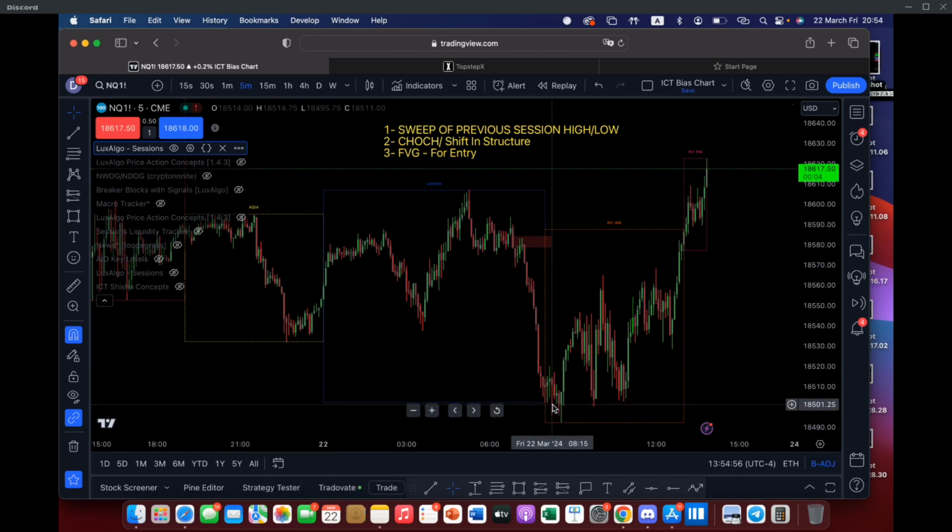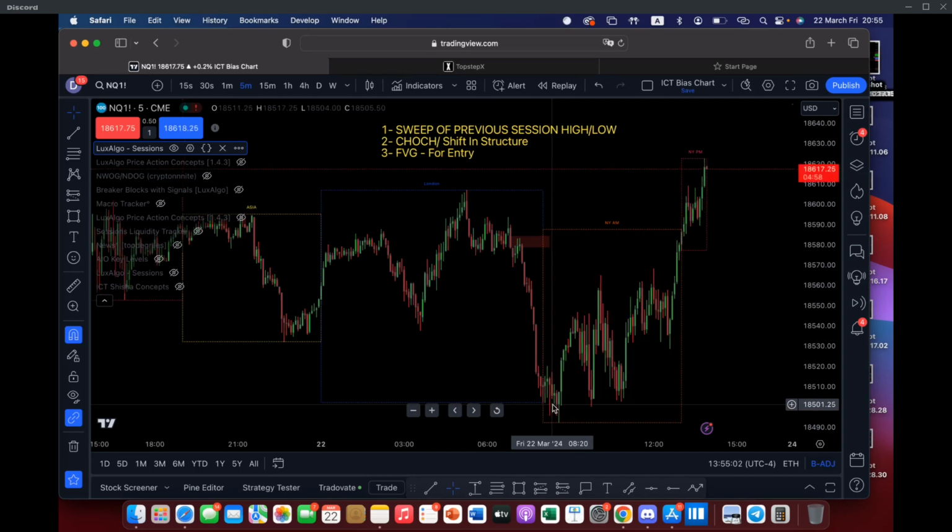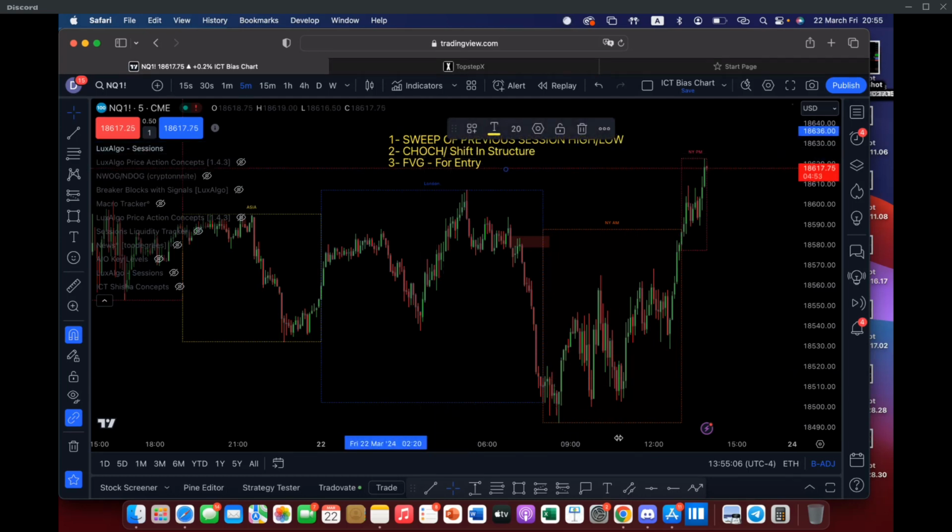Done. That does not mean we enter. If you want to enter there, that's called a turtle soup in ICT concepts. And more times than not, you might get it wrong. So it's just too stressful, right? Just wait for the confirmation. What's our confirmation? CHoCH. Okay. Once we get the CHoCH, that is when we wait for the FVG and we'll enter there. Okay. So now let's go ahead and turn our indicator on.